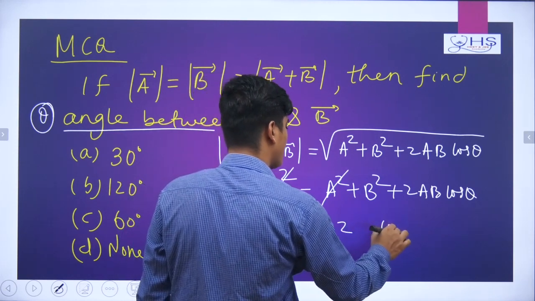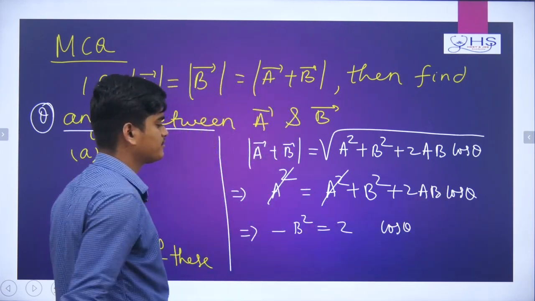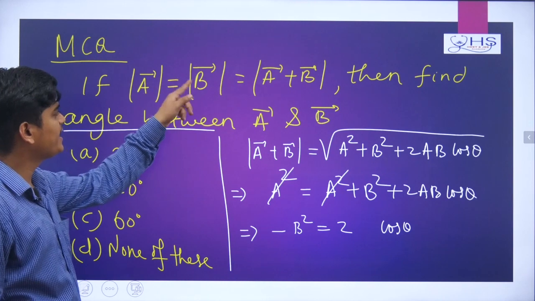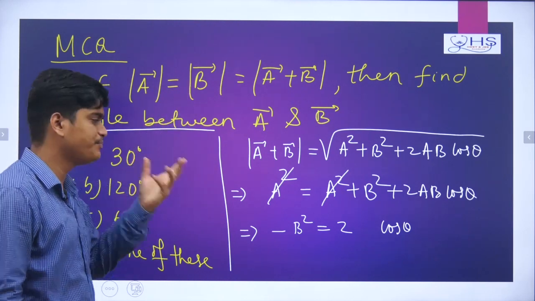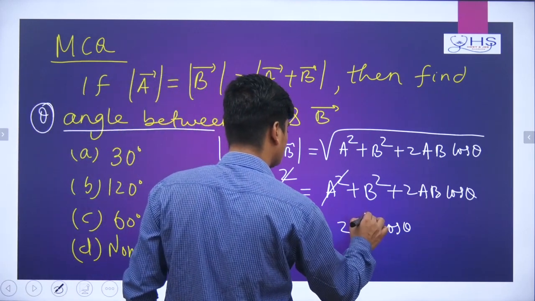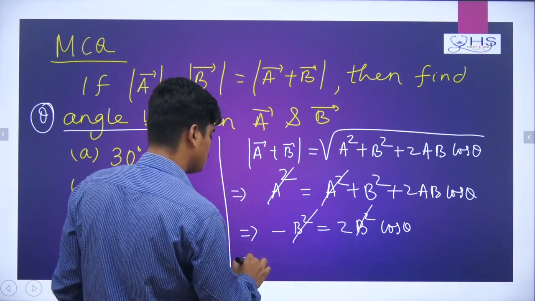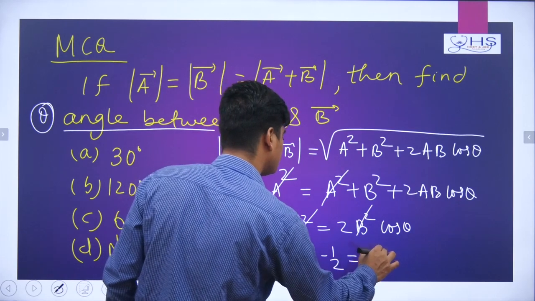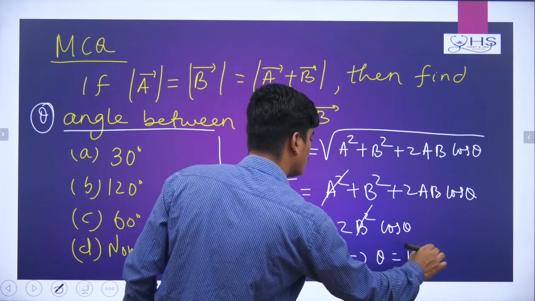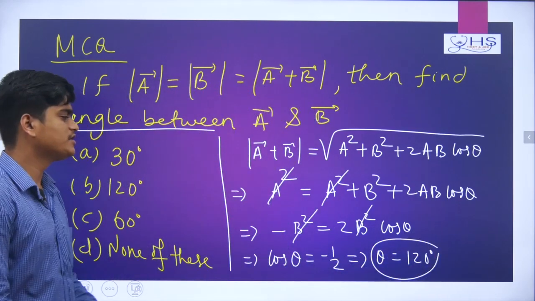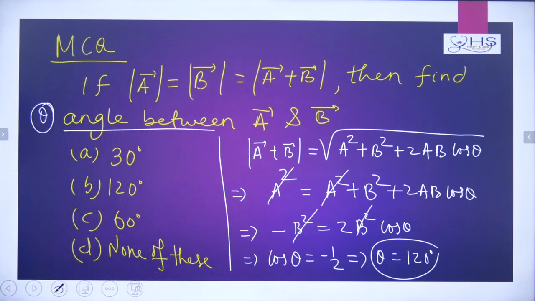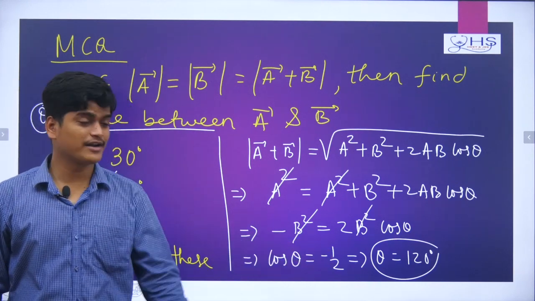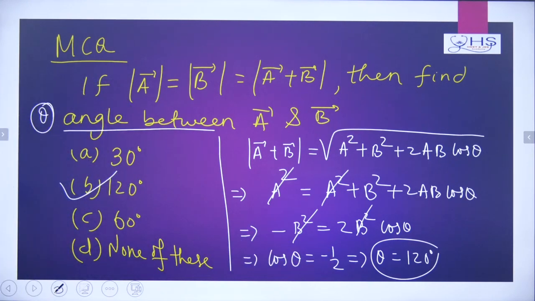Here 2 and A into B are there. But remember A and B are equal. Suppose you take this as B, then it will become B square. Now B square cancels. So how much is cos theta? The 2 will come to this side and it becomes minus half. Cos theta is minus 1 by 2, which implies theta equal to 120 degree.